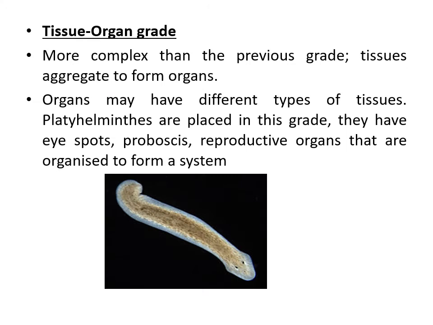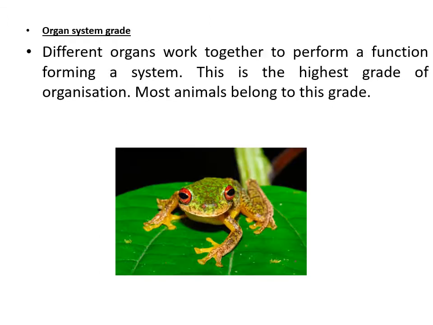Tissue organ grade of organization is shown where different tissues aggregate to form organs, and this is shown by platyhelminthes. Platyhelminthes organs may have different types of tissues. They have eye spots, proboscis, and reproductive organs that are organized to form a system. Organ system grade: different organs work together to perform a function, forming a system. This is the highest grade of organization, and most animals belong to this system level of organization.